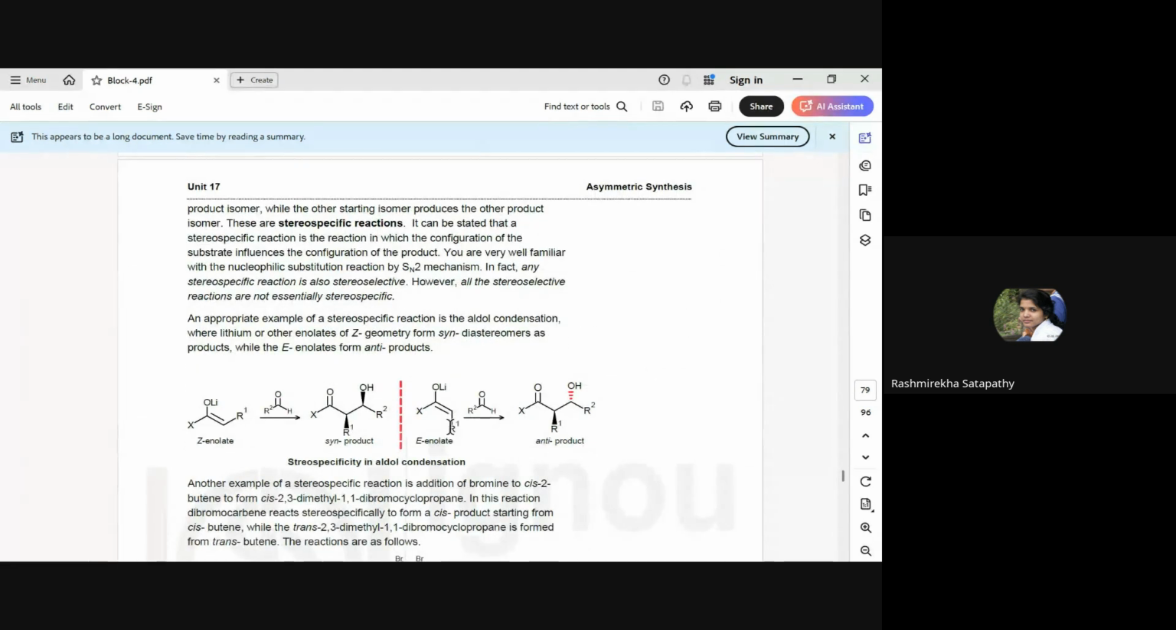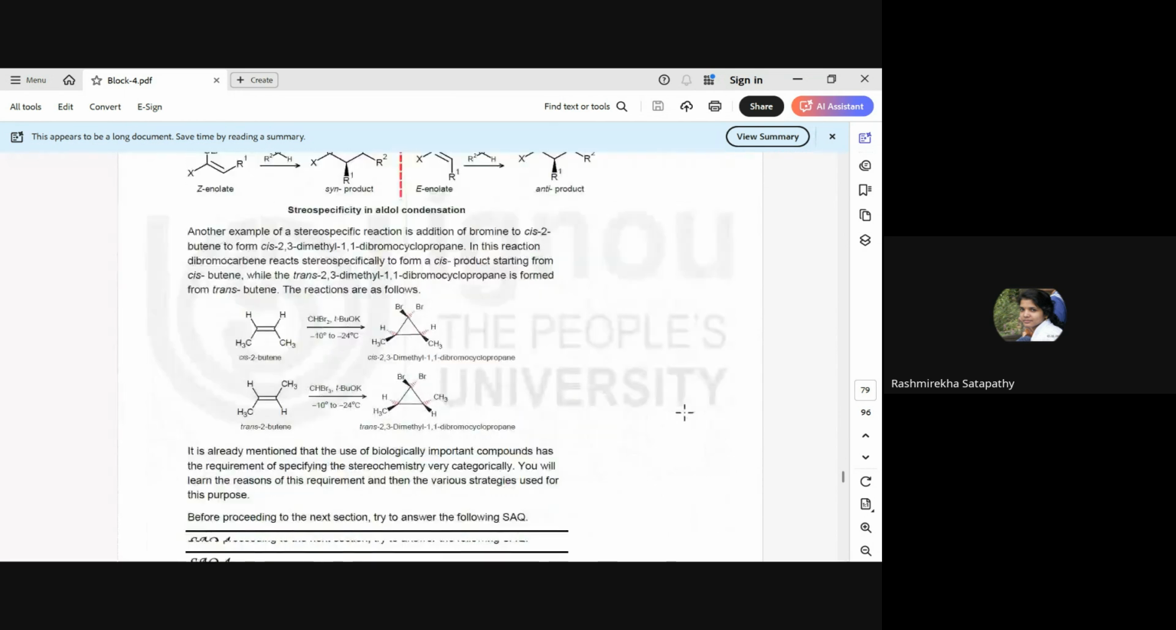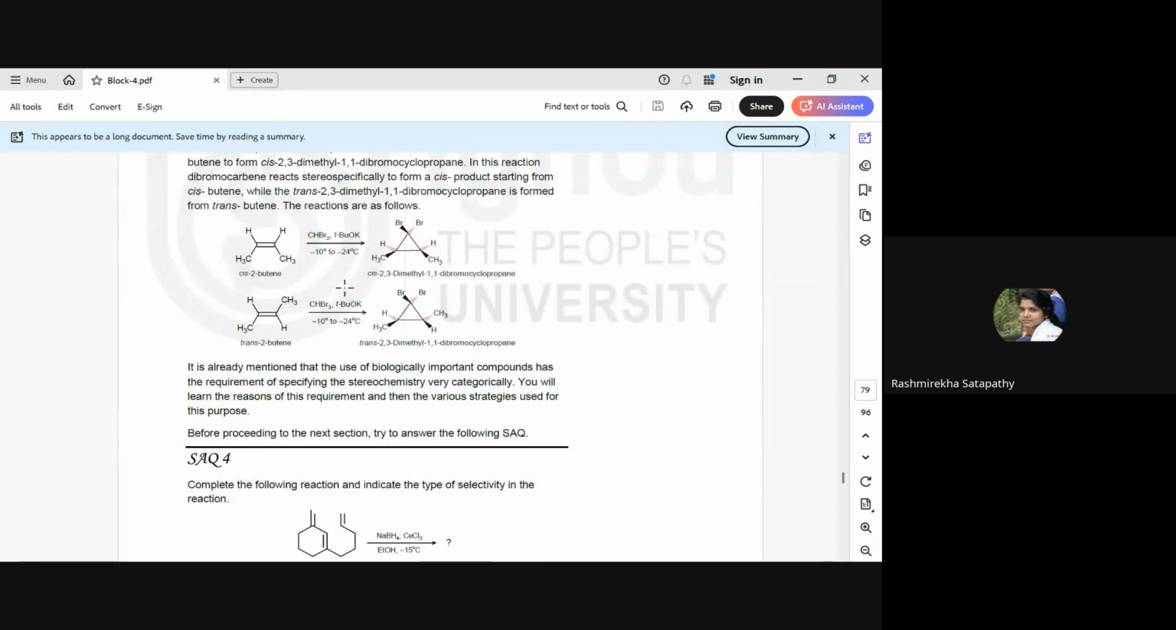Stereospecificity. The other starting isomer produces a different product, and when this compound is treated with the aldehyde, this product is forming. Only one product is forming.